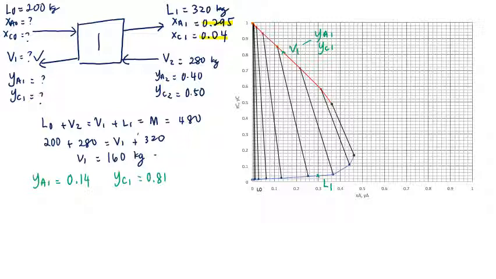I'm trying to draw the line here. Bear with me. Okay, not so straight, but you should get better. So if you have YA1 and YC1, then you can get YB1 if you want the complete composition of the extract layer. So YB1 is 1 minus YA1 minus YC1, so you get around 0.05. Okay, so this one is done. So V1, YA1 and YC1 are done.